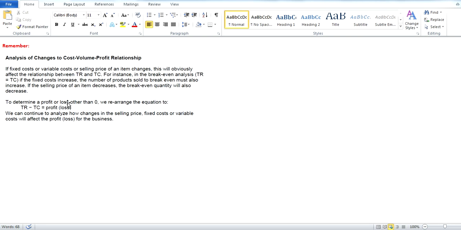To determine a profit or loss other than zero, we rearrange the equation, so this is what we call target profits. If we want to figure out how to determine a profit or loss, if we want this number to be 1,000, then we can just rejig our total revenue minus our total cost to equal 1,000. And this allows us to continue to analyze how changes in the selling price or fixed costs or variable costs will affect the profit or loss for the business, right?